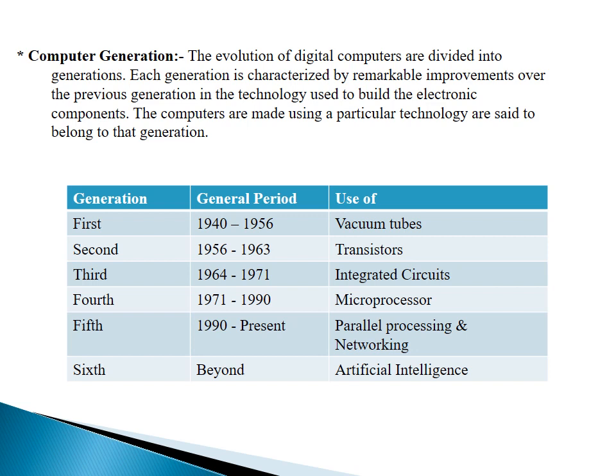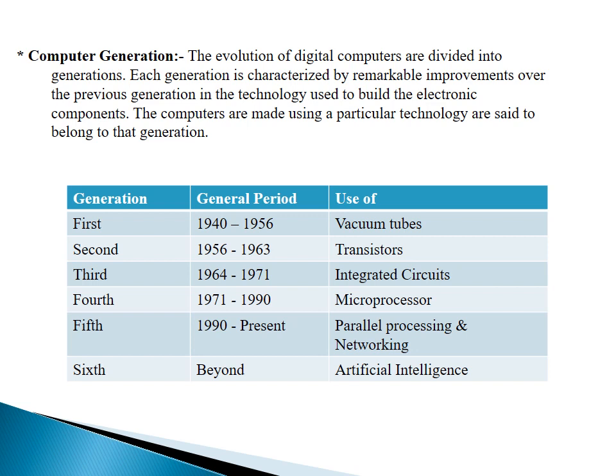What is computer generation? The evolution of digital computers is divided into generations. Each generation is characterized by remarkable improvements over the previous generation in the technology used to build the electronic components. The computers made using a particular technology are said to belong to that generation. Students, we have to learn all 6 generations of computer.